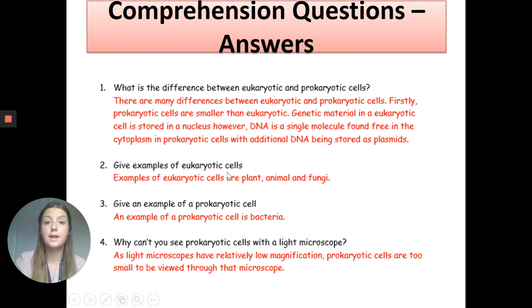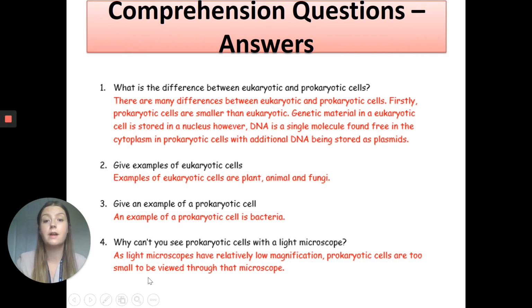So the main difference is how the DNA is stored, how genetic material is stored in the cell. Examples of eukaryotic cells are plant, animal and fungi. You might have heard me say earlier yeast. Yeast falls into that category there, so fungi. An example of a prokaryotic cell, the most obvious one for us to talk about is bacteria, because we've gone through the structure, we're a bit more comfortable with that one, so we'll go for bacteria there.